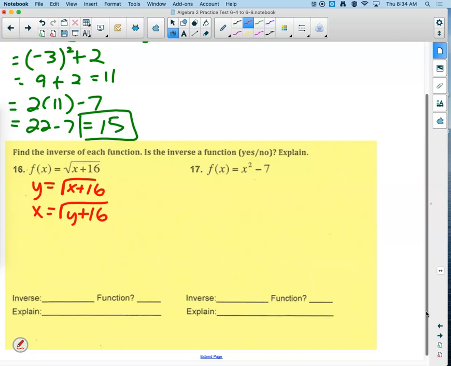Now we can't get to y right now because it has a square root attached to it. So how do you undo square root? Let's square both sides.